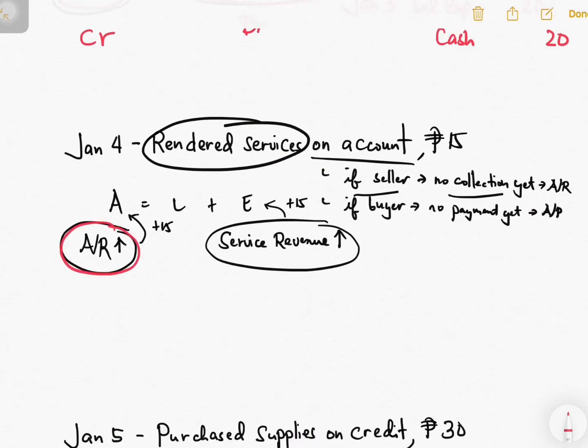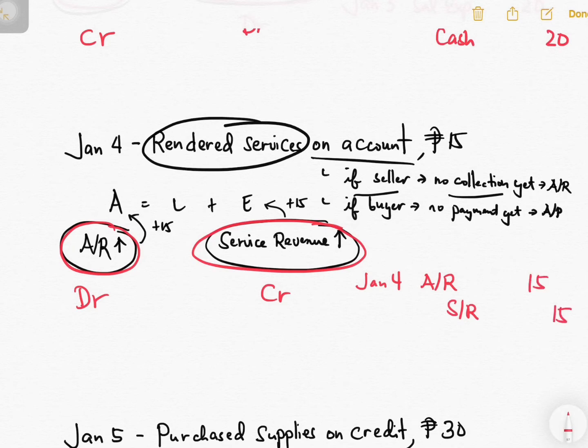Next, this one, asset increase, so you debit, service revenue increase, so credit. So in your entry, January 4, debit accounts receivable, credit service revenue. How much is this? 15. So hopefully you're getting it. This is how you do it. You analyze, you master the rules in debits and credits, and then you apply, you have a journal entry. So I'll continue.